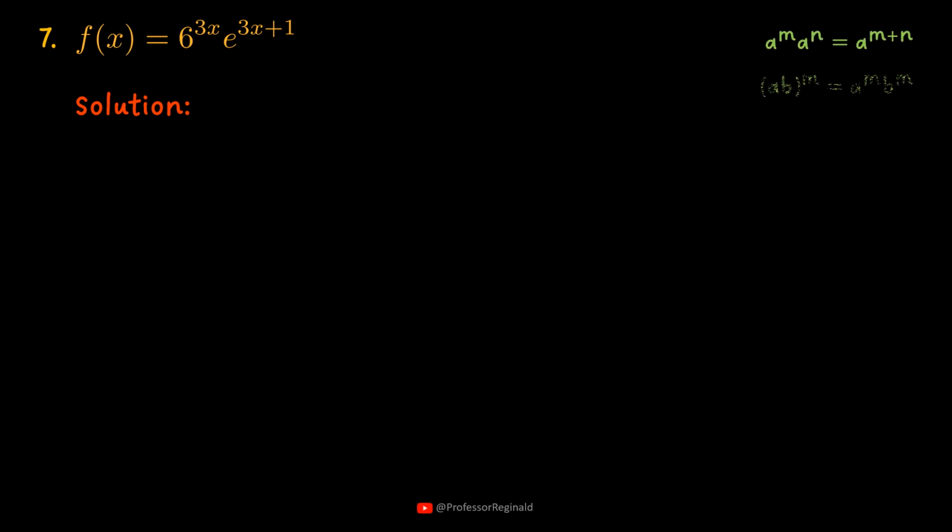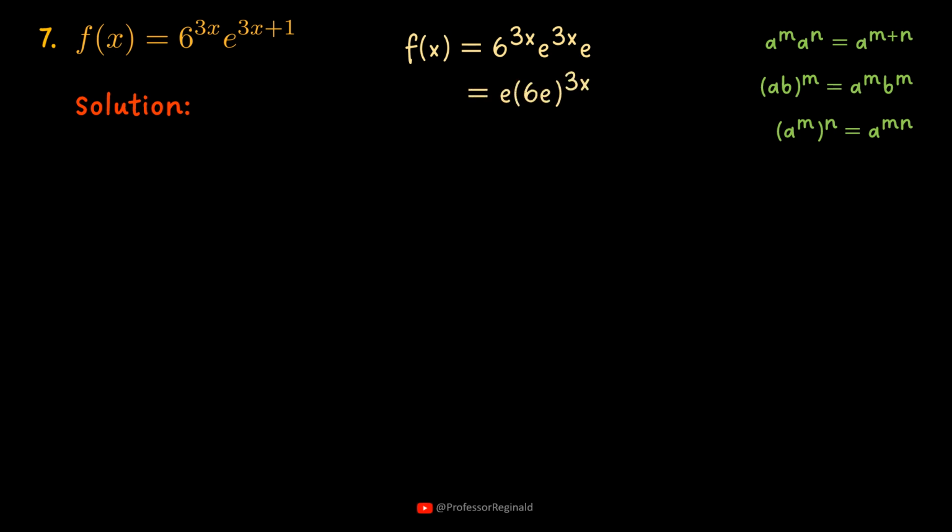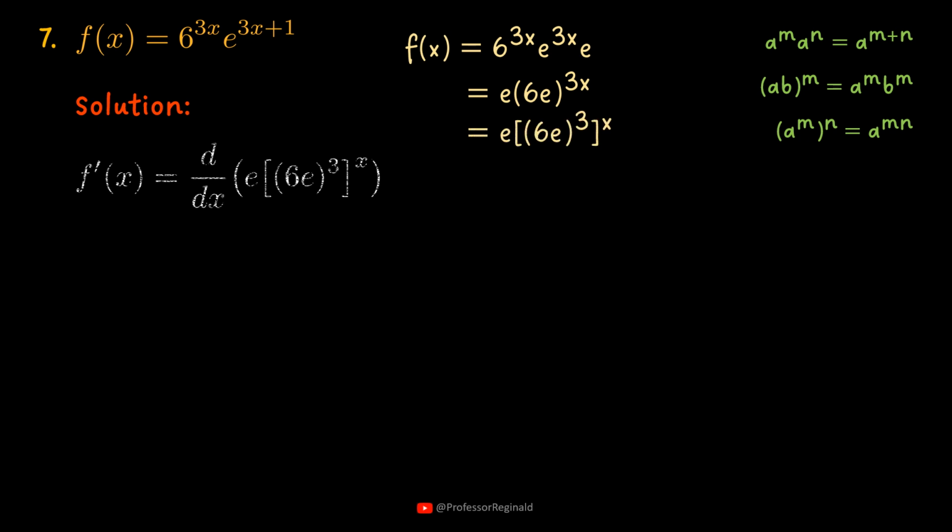Number 7. f of x equals 6 raised to 3x times e raised to the quantity 3x plus 1. Solution. First, try to write f of x as a single base. Use properties of exponents. Afterwards, take the derivative of f.